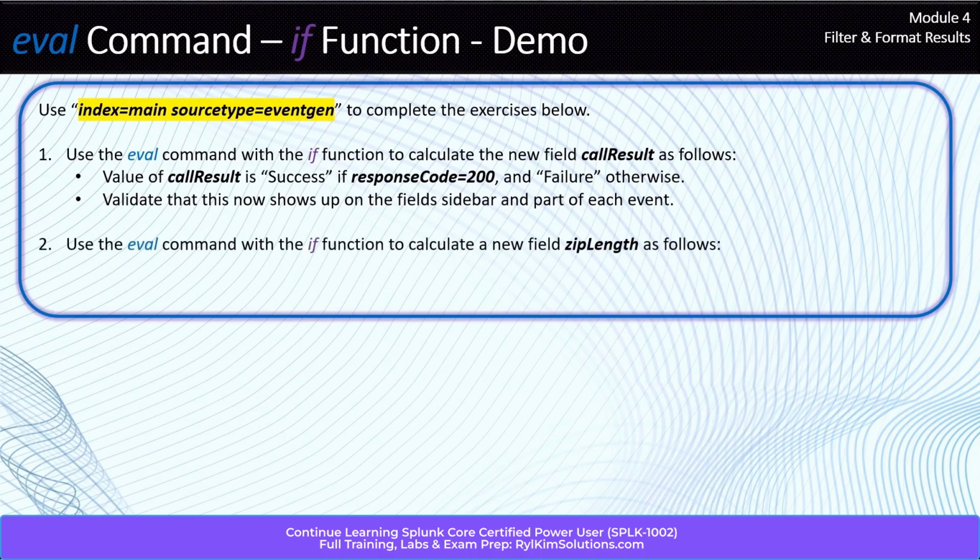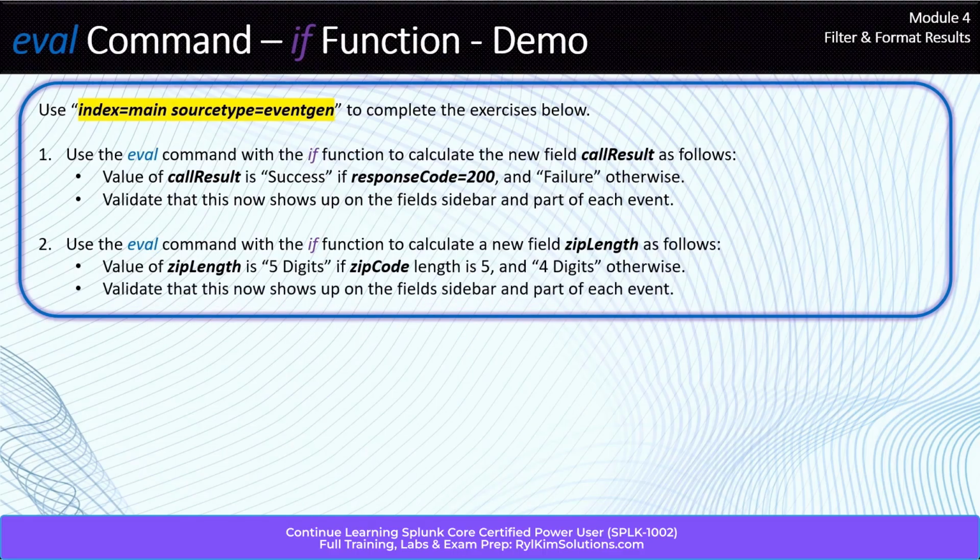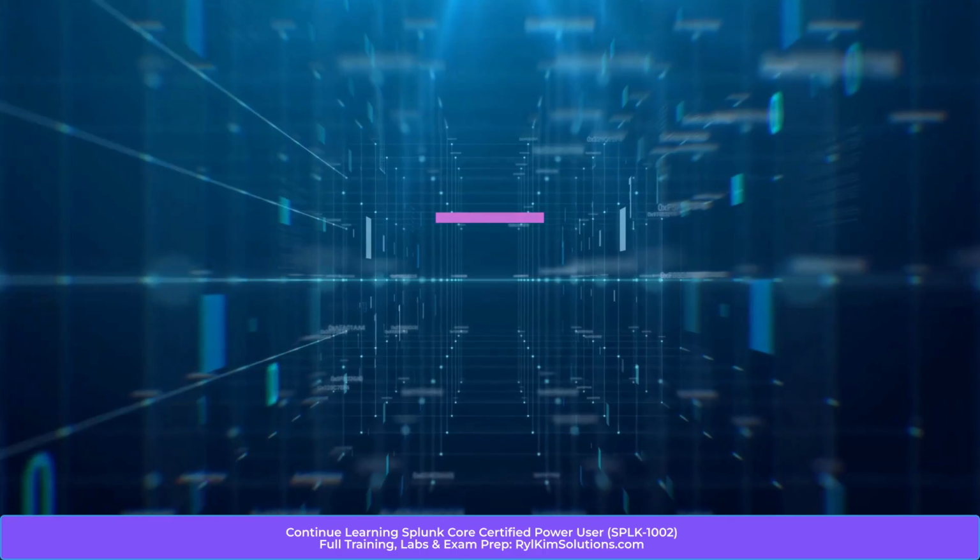So the second one we're going to do is use the eval command with the if function to calculate a new field, zip_length, as follows. The value of zip_length is 5 digits if zip code length is 5, and 4 digits otherwise. And we're also going to validate that this shows up on the field sidebar and as part of each event. So let's go ahead and perform the demonstration.